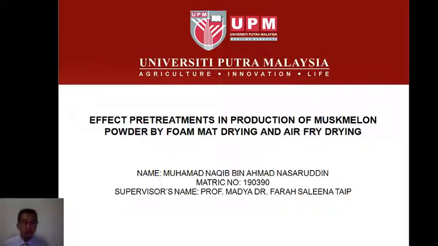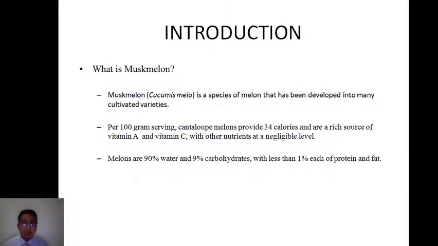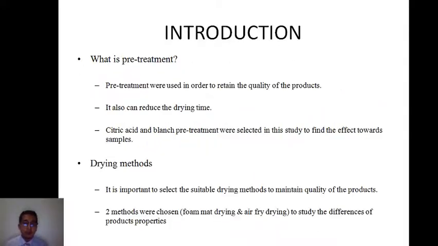So my topic is effect of pretreatments in production of muskmelon powder by foam drying and air fry drying. So the introduction, what is muskmelon? Muskmelon is a species of melon that has been developed into many cultivated varieties. Per 100 grams serving, cantaloupe melon provides 34 calories and is a rich source of vitamin A, vitamin C, with other nutrients at a negligible level. Melons are 90% water and 9% carbohydrate with less than 1% of protein and fat.